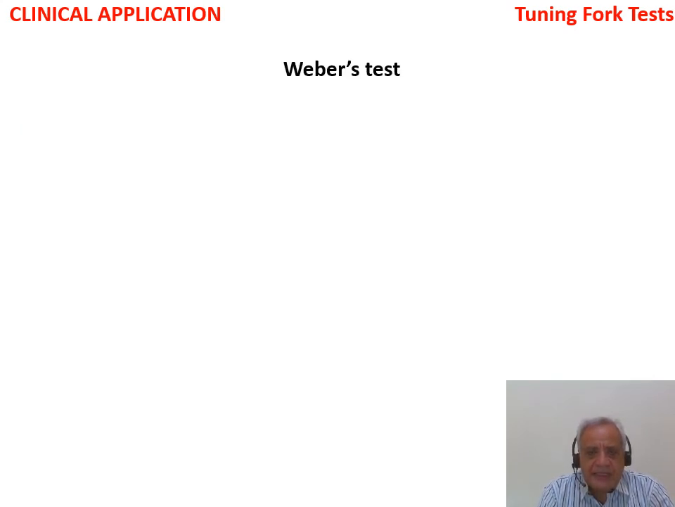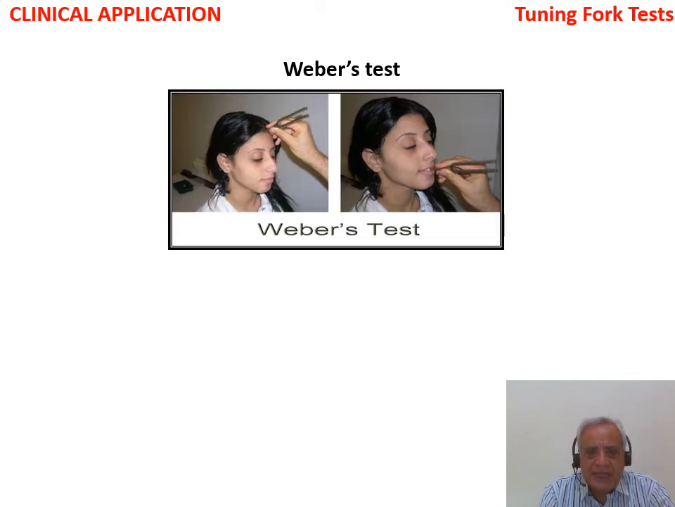loss. The second test is the Weber test. Here, the Weber test does not test the air conduction at all. It tests the bone conduction. You strike the tuning fork and you place it over the bone in the middle. The most important thing is that it will be in the middle, whether it is on the forehead, on the nose, or on the front of the teeth, but in the middle.